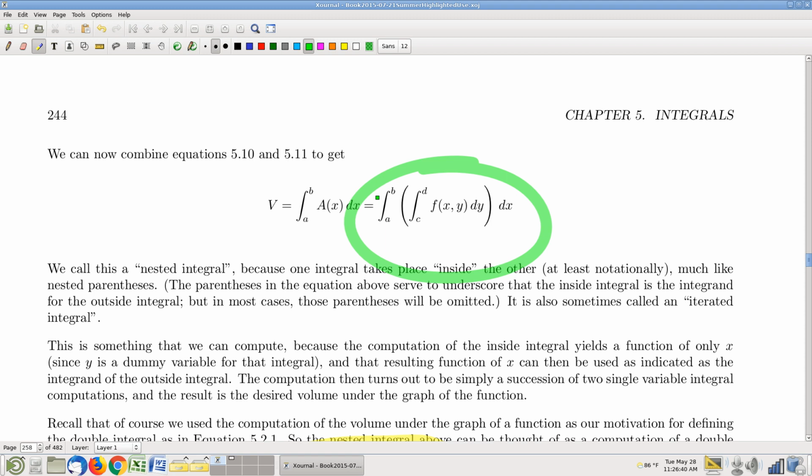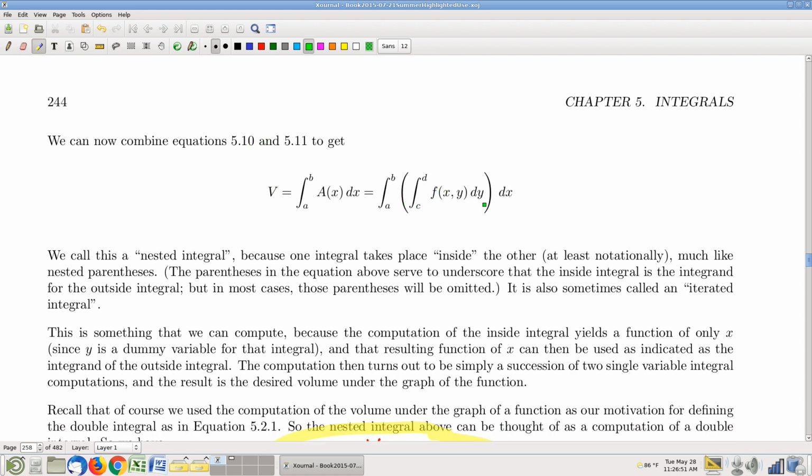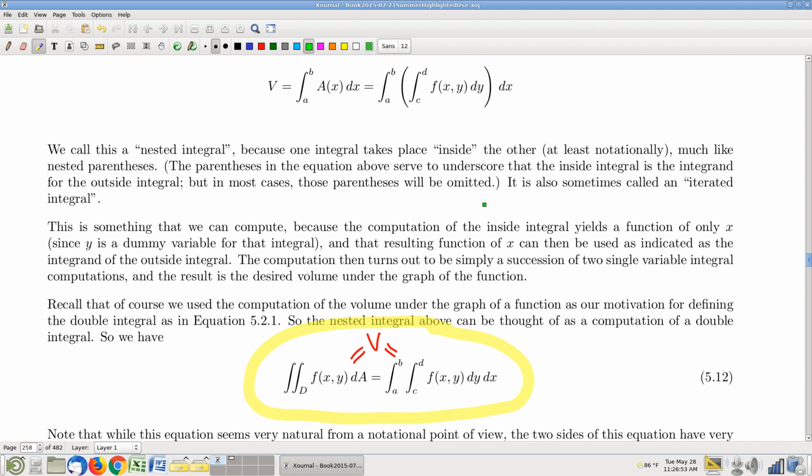Right? So we viewed this as, hey, I'd like to compute volume. How do I go about doing that? Answer, iterated integral. The more important interpretation, though, is this. We had already computed volume with a double integral. We have now computed volume with an iterated integral. Right? The more important suggestion is this.